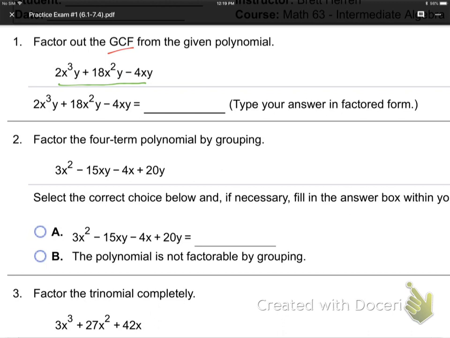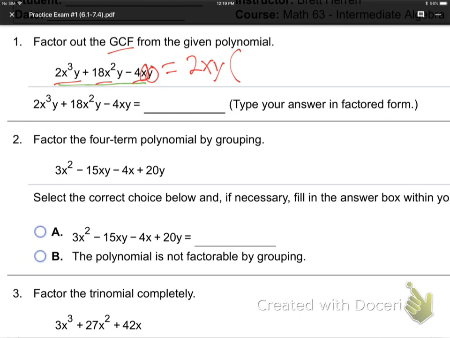So how do we take out the GCF? Well, what's in common to these three terms? Looks like 2 goes in all of them. Do they all have an x? Yeah, they do. So whenever they all have an x, you take out the lowest power, which is plain x. Do they all have a y? Yeah, they do. Take out the lowest, which is also plain y.